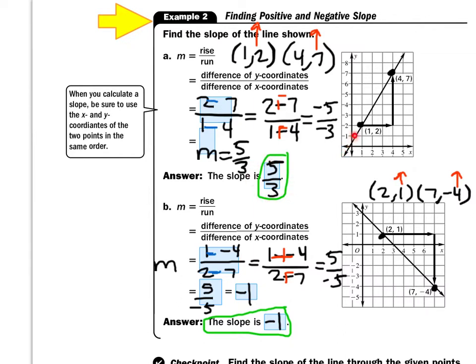And you should have known it was going to be a positive slope, because look at the slope guy. He would have had to climb up this mountain. So it would be a positive answer. Okay, take a look at example B.